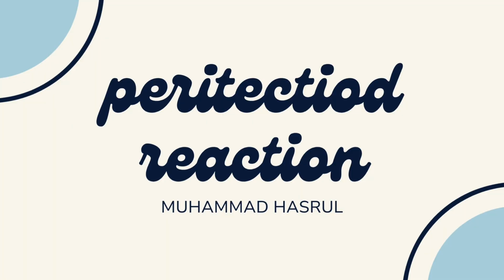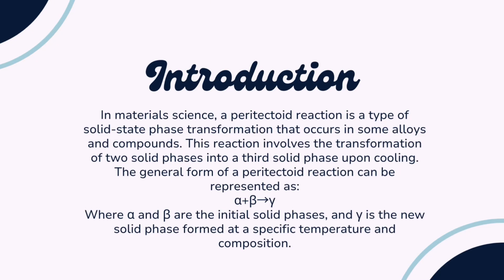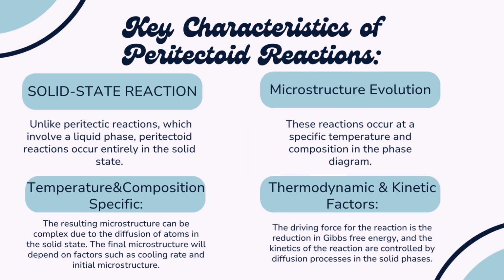Hello, my name is Hasrul. I will introduce the peritectoid reaction. In material science, a peritectoid reaction is a type of solid phase transformation that occurs in some alloys and compounds. This reaction involves the transformation of two solid phases into a third solid phase upon cooling. The general form is alpha plus beta equals gamma.